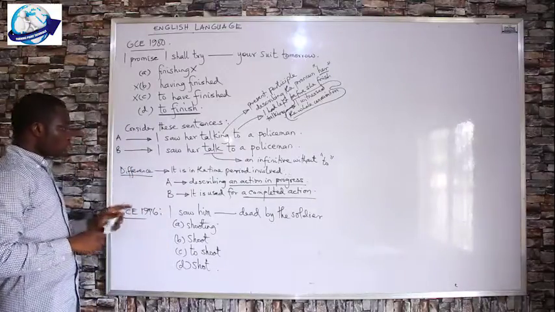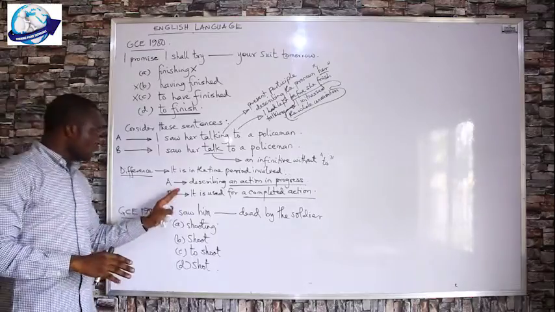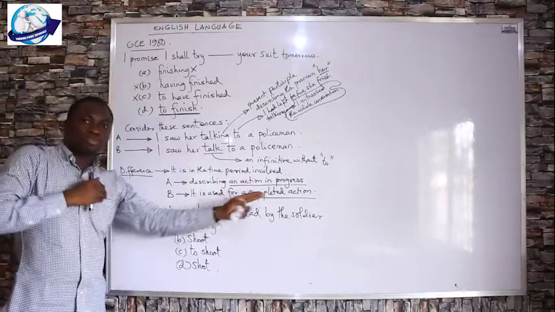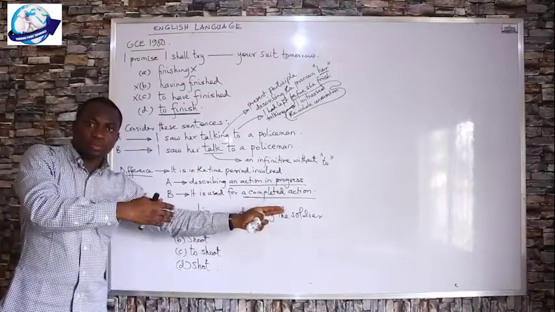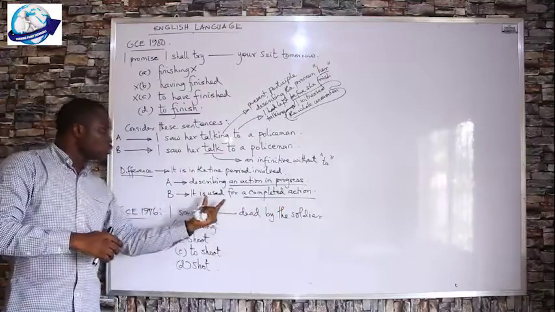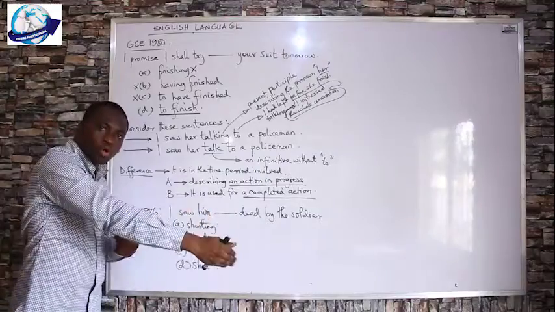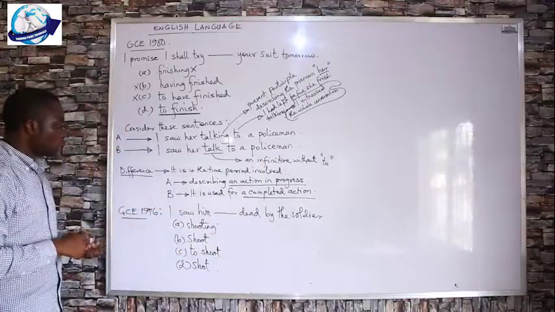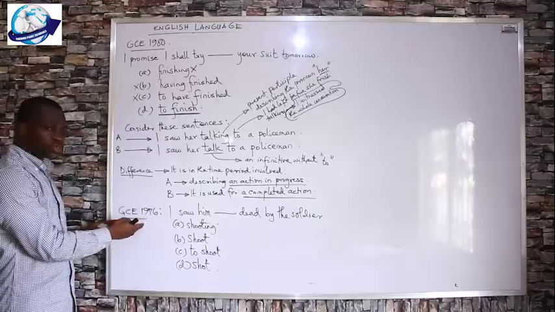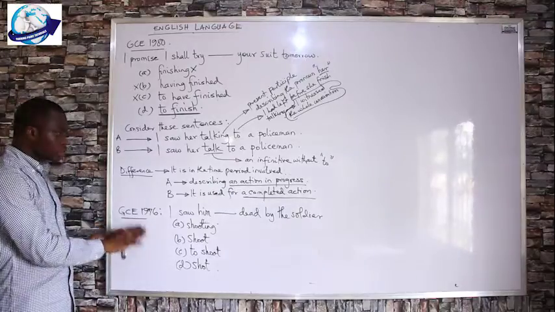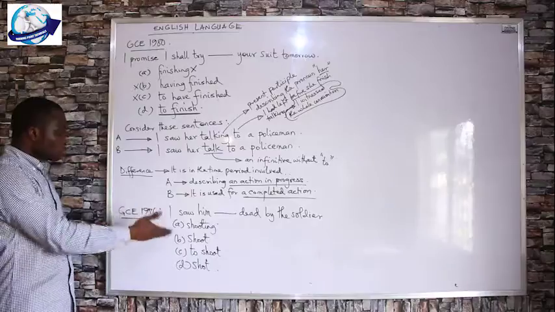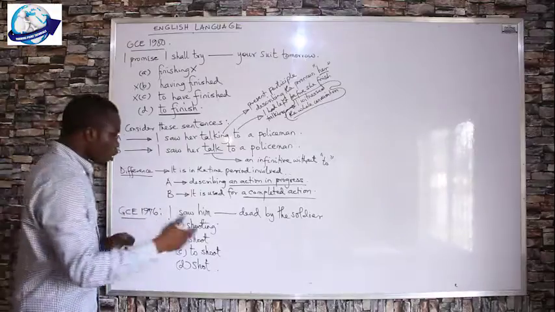So, go back again. A is describing an action in progress: I saw her talking. Then B is used for a completed action: I saw her talk to a policeman. Alright, I think we should answer this question now. Did you see 1976? These are standard questions I'm giving you. So answer this question and see for yourself how it goes.